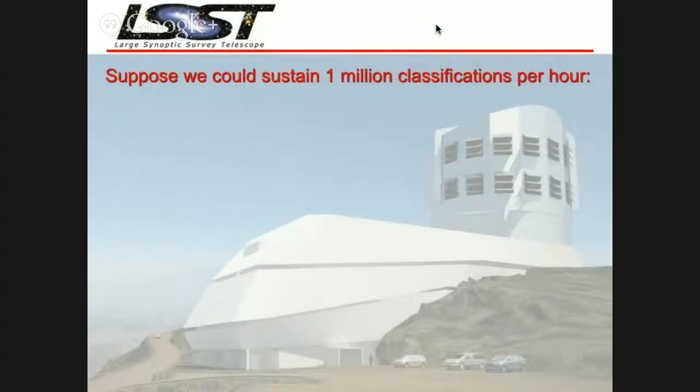So I got all excited about this and started tweeting about it. And Amit Kapadia, who was our chief engineer on the development team, said, well, 1 million classifications is great, but how are you going to sustain this? Well, suppose we could sustain 1 million classifications per hour. It turns out that starts to make citizen astronomy with LSST very interesting.